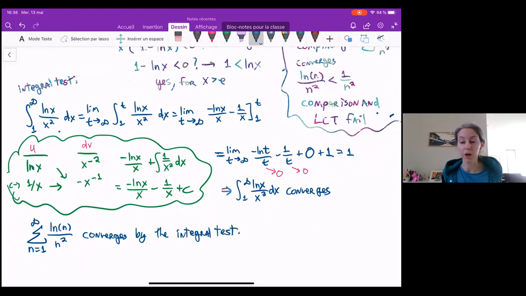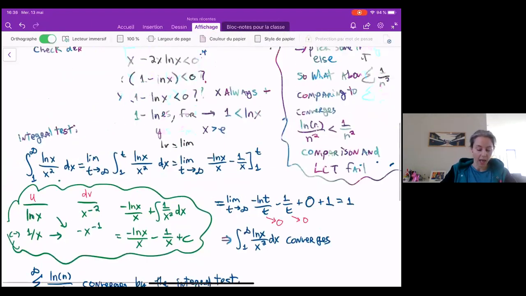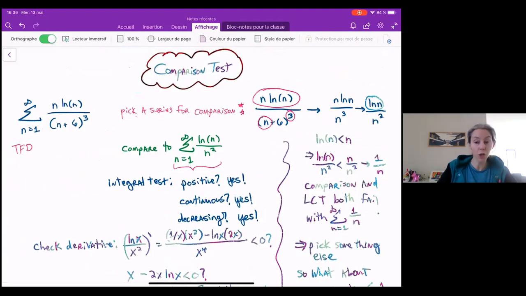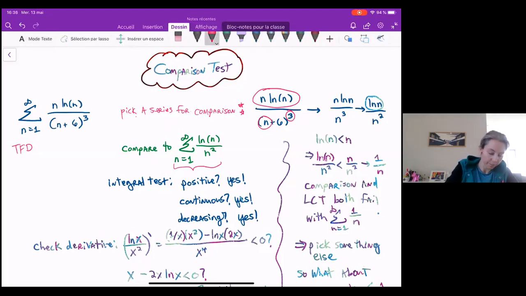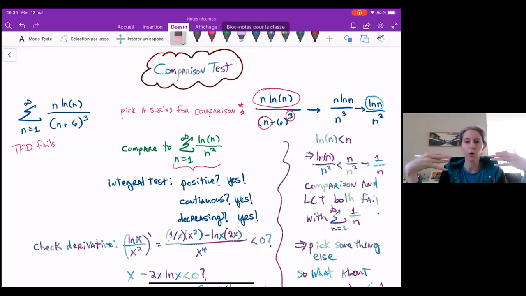Let's remember what we were doing here, because this was not our original problem. So first we said, I have n ln n over n plus 6 cubed, and I'm going to do a comparison test. I forgot to write: fails by the test for divergence. Test for divergence fails. Okay, so we want to do a comparison test. So let's pick a series for comparison. We did this by taking the big stuff, looking at what was dominant in the numerator and denominator. Then we said, typically we want to compare to a p-series or a geometric series. The thing that we got was neither of those things. So we said, well, what p-series or geometric series could we kind of get from the thing we got?